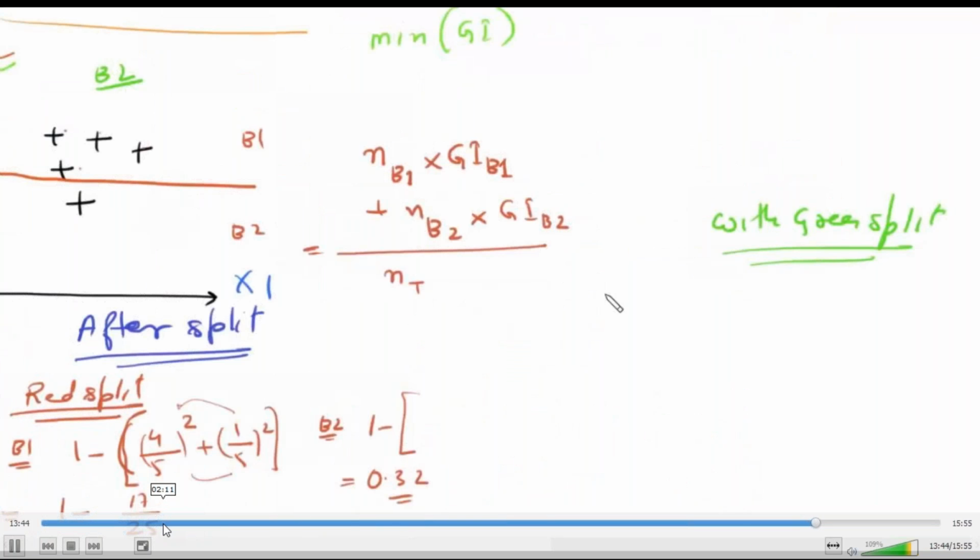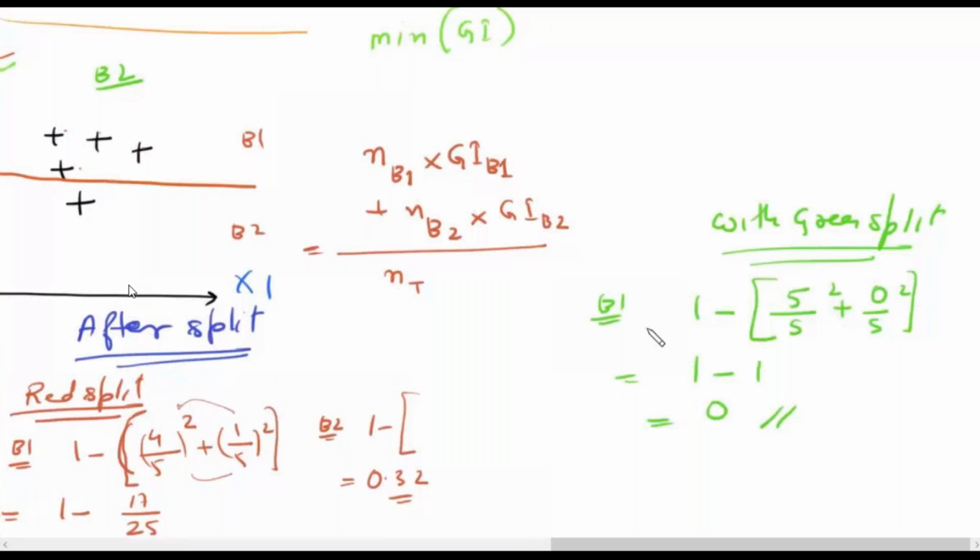So let me calculate for bucket 1. I have 5 minus points here. So remember, I'll write the proportion of minus: 5 minus points divided by total. I don't have any plus, so it is 5, and I have 0 plus points, and total is also 5. So I'll do this. This is the Gini index in bucket 1 after the green split. So 1 minus 1 gives me 0. So the Gini index is 0 in bucket 1.